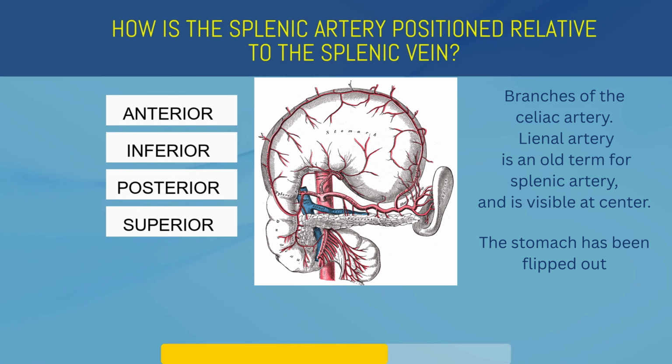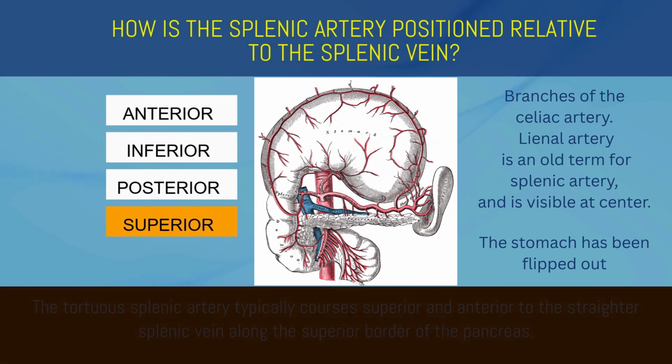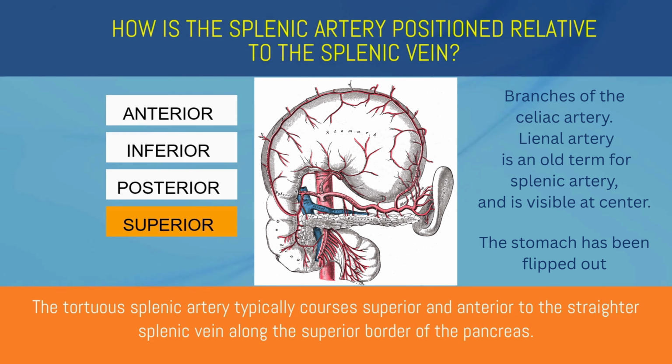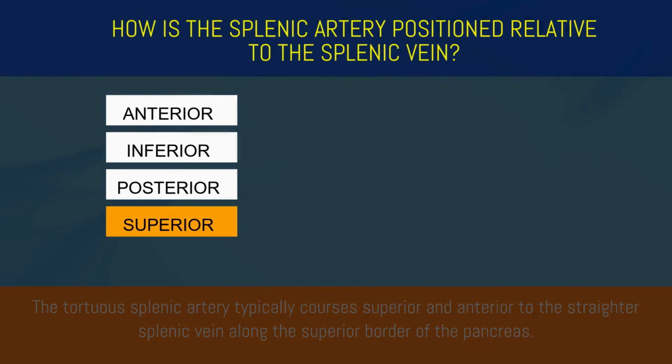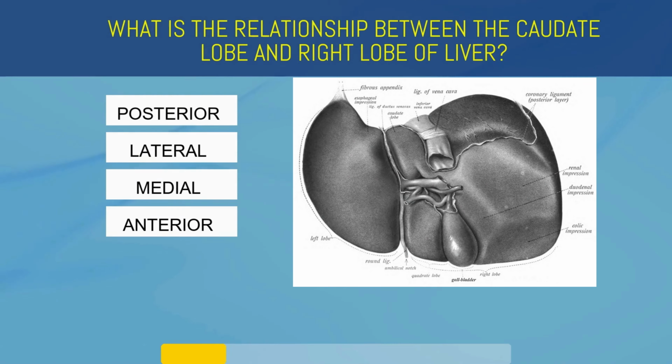Anterior, inferior, posterior, or superior? Superior. The tortuous splenic artery typically courses superior and anterior to the straighter splenic vein along the superior border of the pancreas. What is the relationship between the caudate lobe and right lobe of liver?